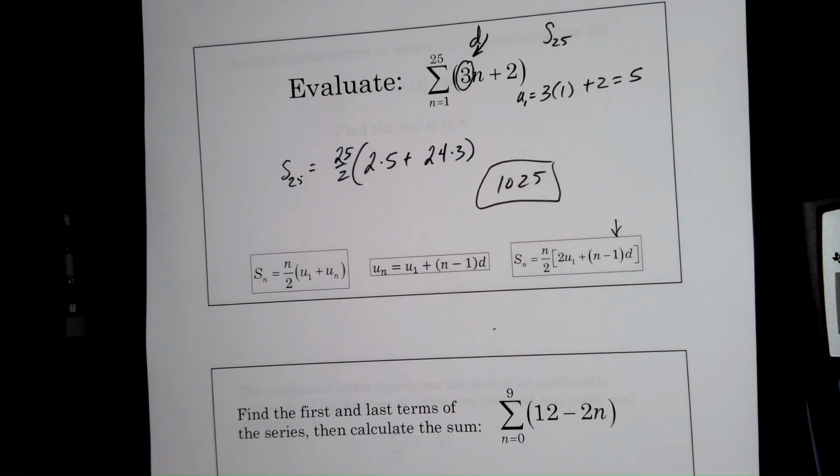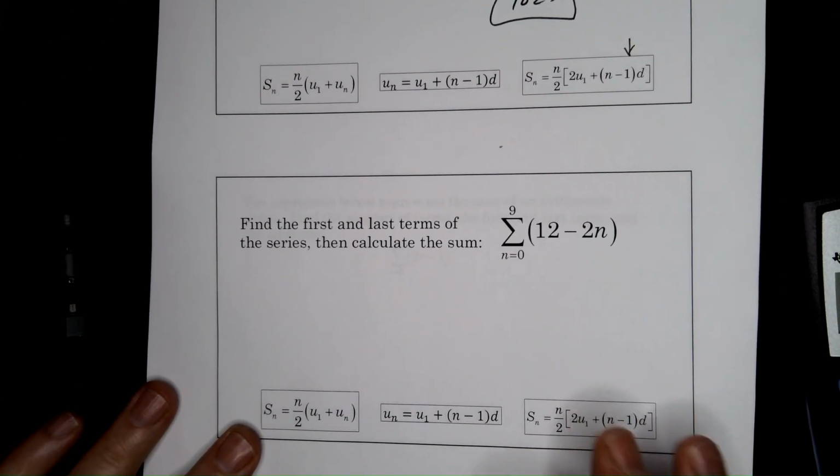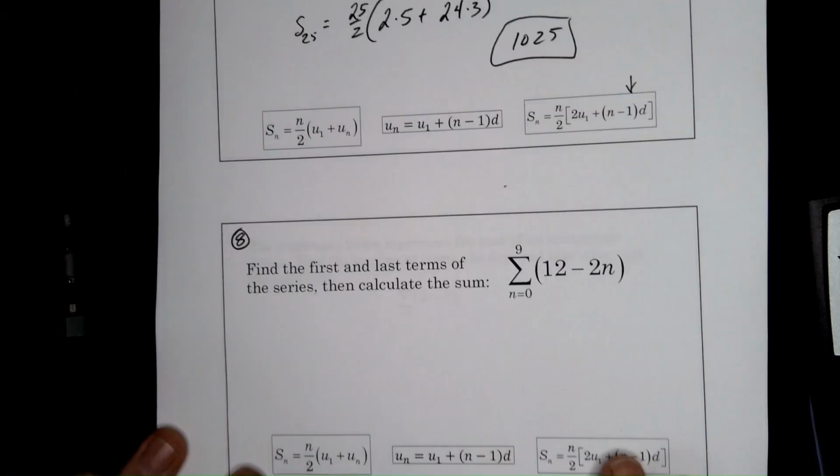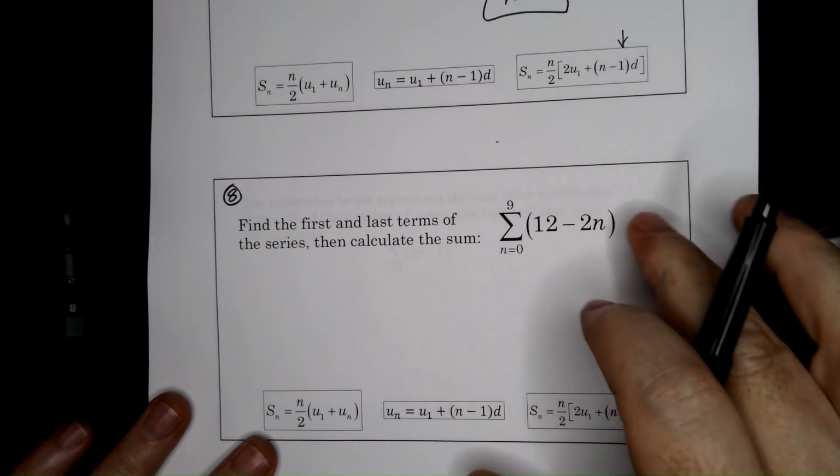How's that? Not too bad, right? 1025. All right. Oh, next one right here. That was number 7. This is number 8. That's number 7, number 8. Okay. So this one's a little trickier.